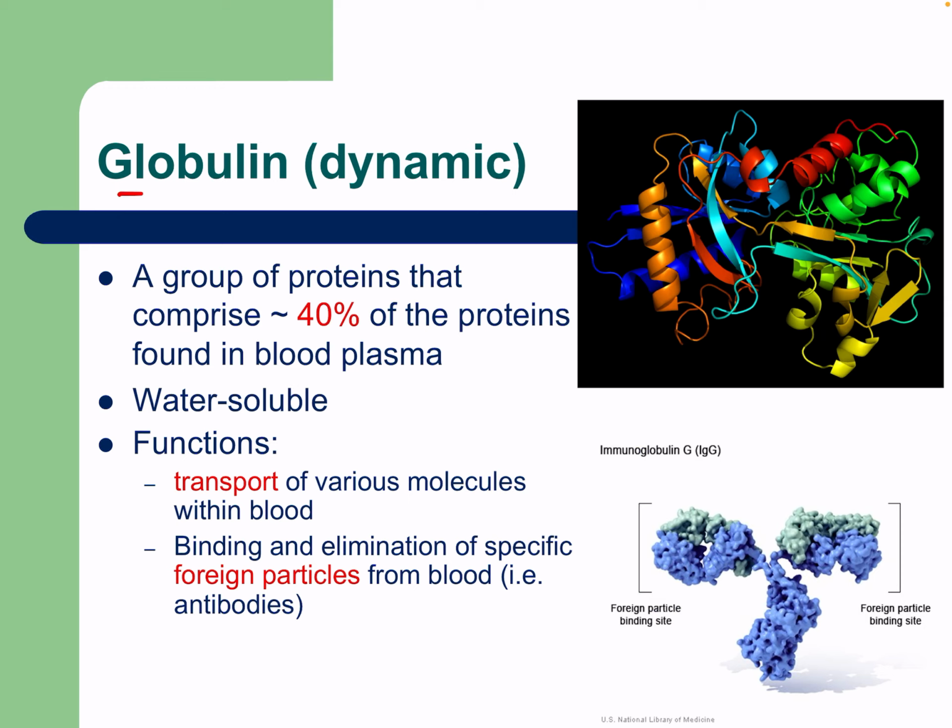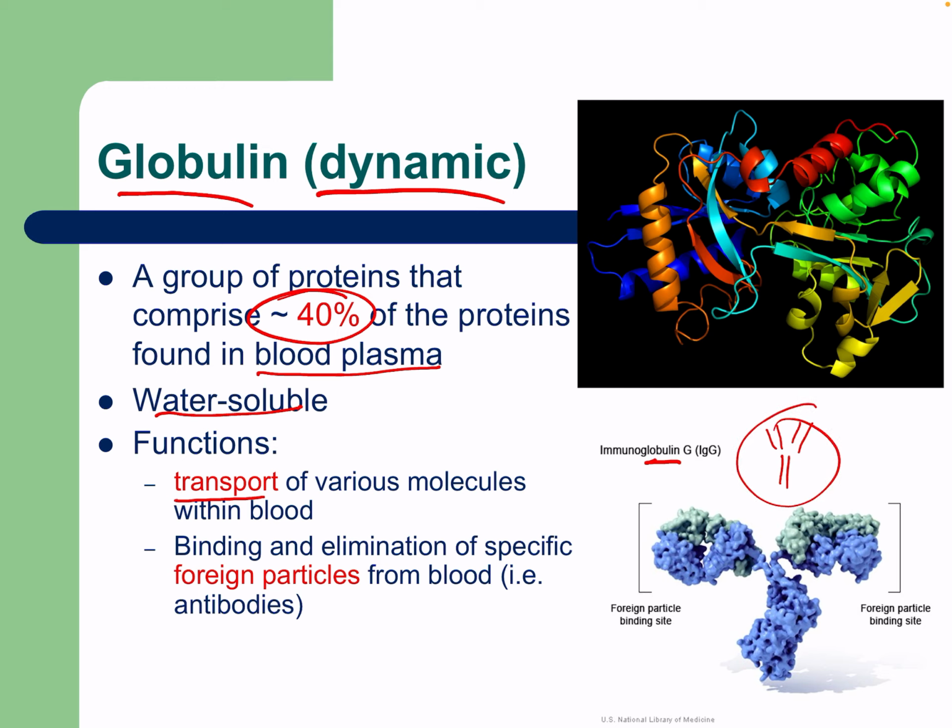Another example is globulin, which is dynamic. Globulin is a group of proteins that comprises approximately 40% of the proteins found in blood plasma. Again, it's water soluble, and globulins function in the transport of various molecules within the blood. Here we see globulin in immunoglobulin. I have more than enough information in my immunology series if you want more on the structure of antibodies. Here we have IgG, immunoglobulin, which is also involved in the binding and elimination of specific foreign particles from the blood, like antibodies.